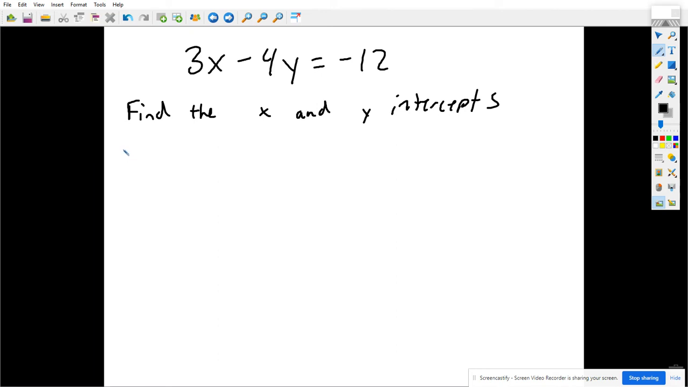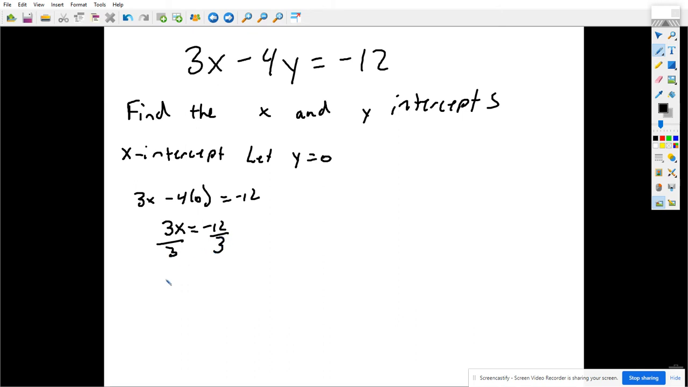To find the x-intercept, I'm going to let y equal 0. So I'm going to have 3x minus 4 times 0 equal to negative 12. What happens when I plug in 0 here? This negative 4 times 0 is 0, and it basically just disappears. Dividing by 3, I get x equal to negative 4. I want you to write this as an ordered pair. I got x is negative 4. What is the y value? I plugged in 0 for y, so I have the ordered pair negative 4, comma 0.